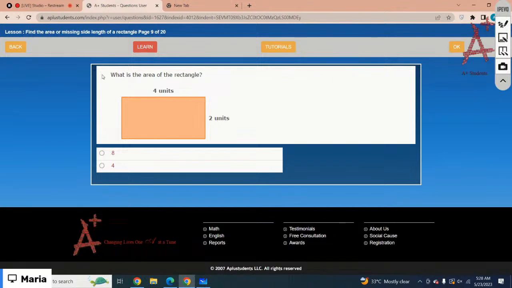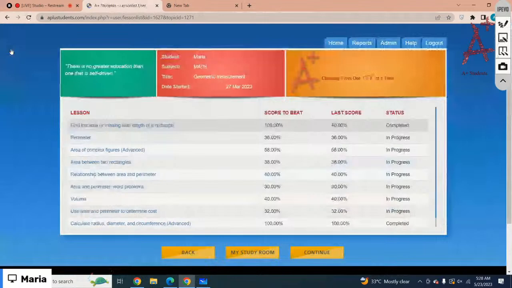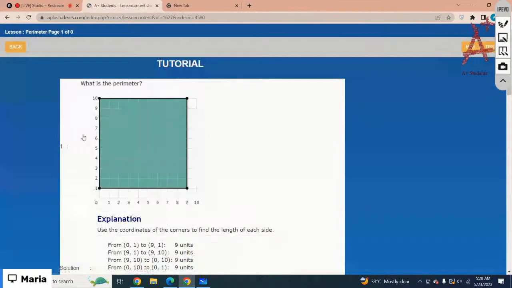Okay, you can complete the test by yourself later today. Let me just move on to the next lesson. And the next lesson is parameter. Okay, what is the parameter?